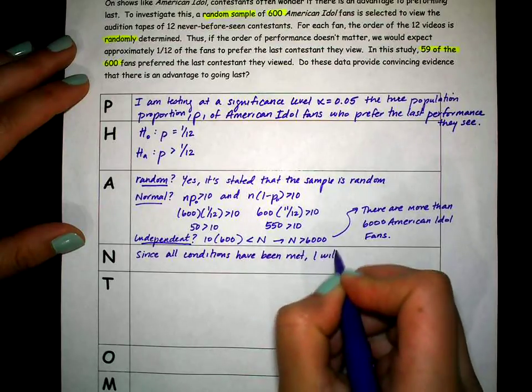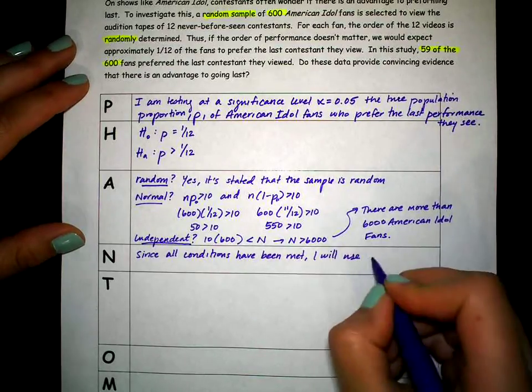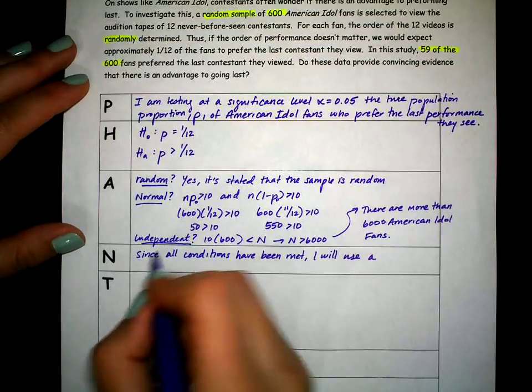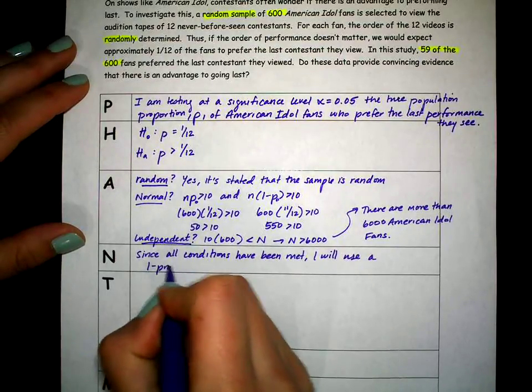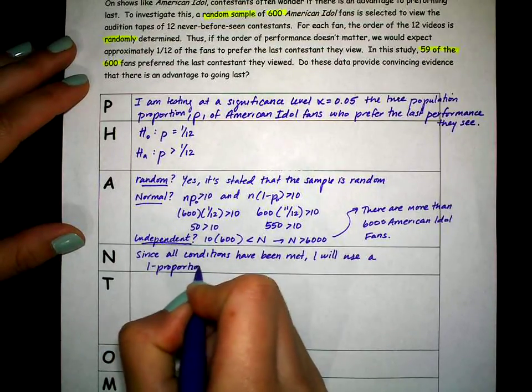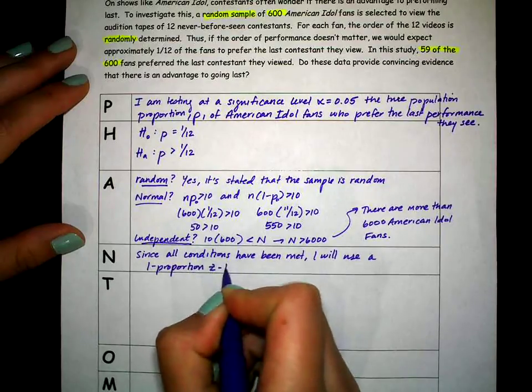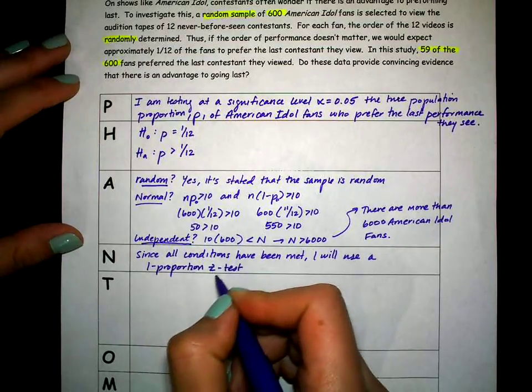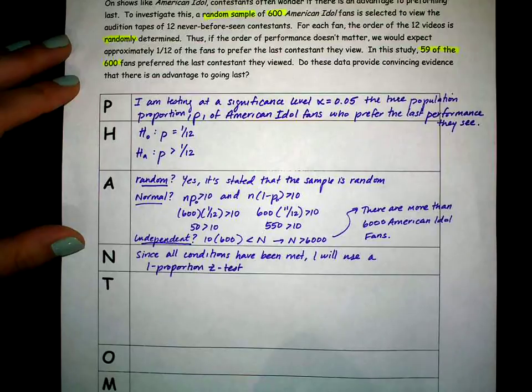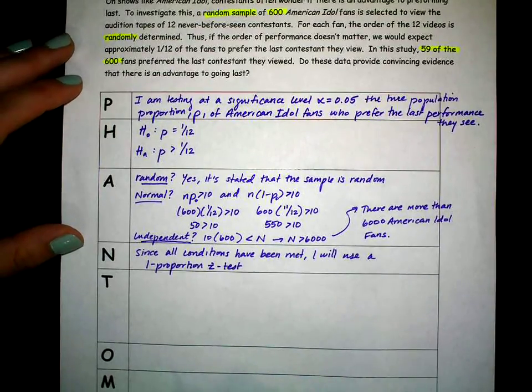I'll use a 1 proportion z test. This is because, remember, if we're using z, that means we're using the normal curve. Alright, T. We're going to go ahead and find our test statistic.